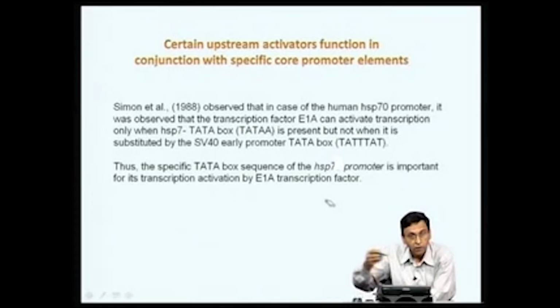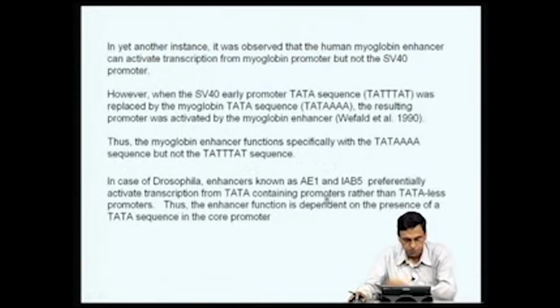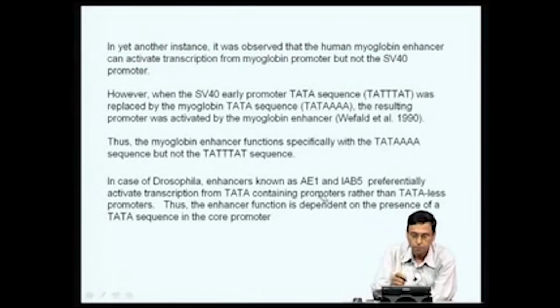So, you can see variations in core promoter sequence actually determine which kind of transcription factors binding upstream can either activate or repress transcription. There is one more example. The human myoglobin enhancer, for example, can activate transcription only from the myoglobin promoter but not the SV40 promoter.